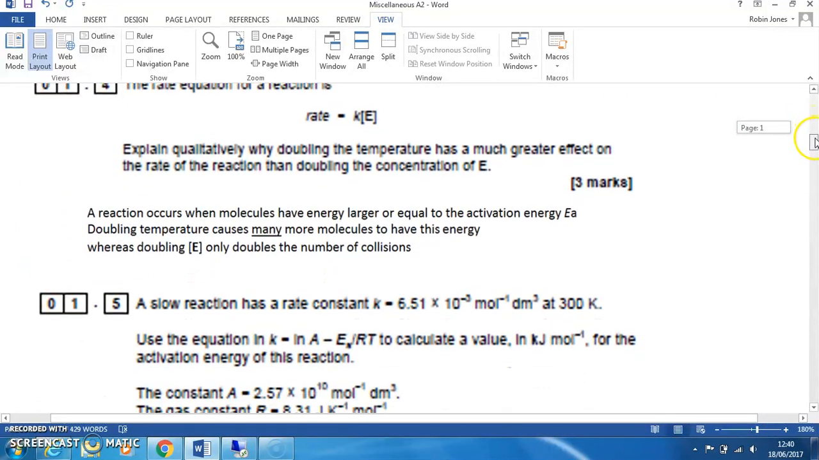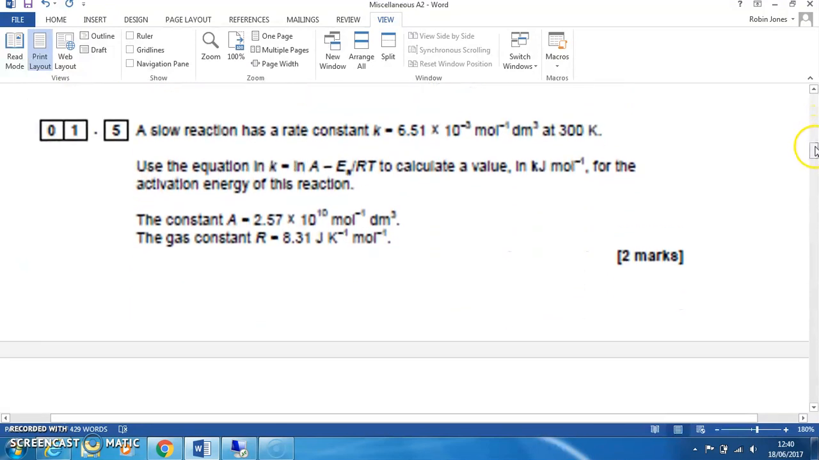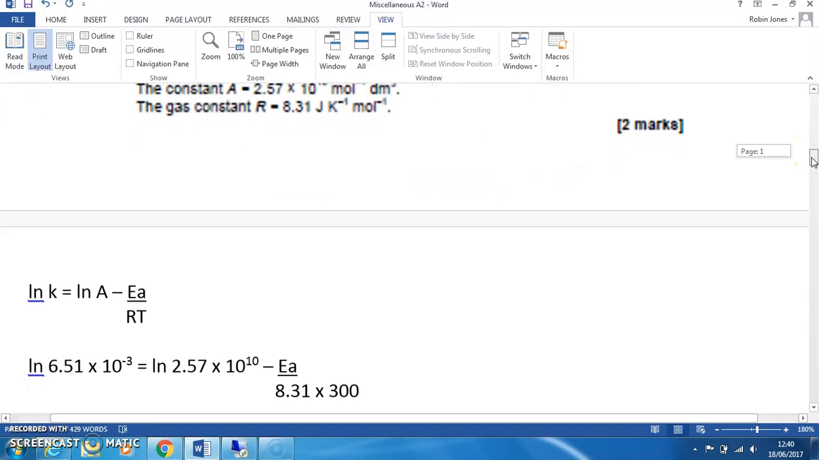So let's have a look at this. We've been given some numbers. We've been given k, we've been given the rate equation, the Arrhenius equation: ln of k equals ln of A, the Arrhenius number, take away activation energy divided by gas constant, divided by temperature in Kelvin. We're given all these numbers. A is 2.57 times 10 to the power of 10, gas constant 8.31. And all you do is plug those numbers in.